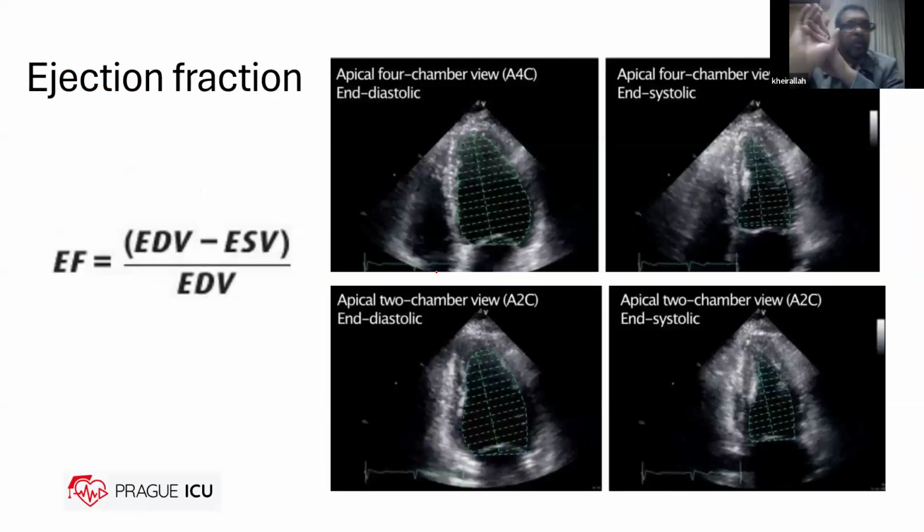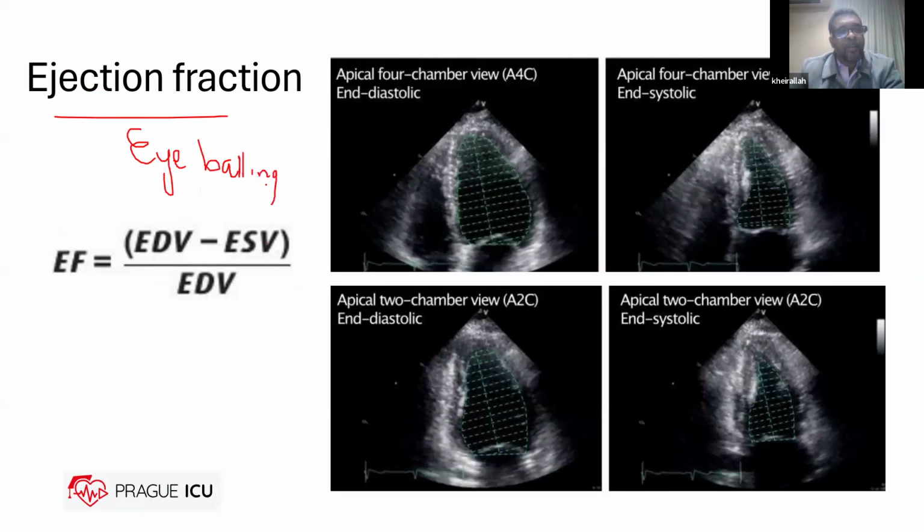Now we come to the most important part of echo evaluation of LV systolic function, which is the ejection fraction. Last time we heard about the word eyeballing, meaning that you just look at the LV contractility and you estimate the ejection fraction based on your experience. But this needs experience, it might not be so accurate, and there is some subjectivity. So the best way to evaluate ejection fraction is by the Simpson or biplane modified method.